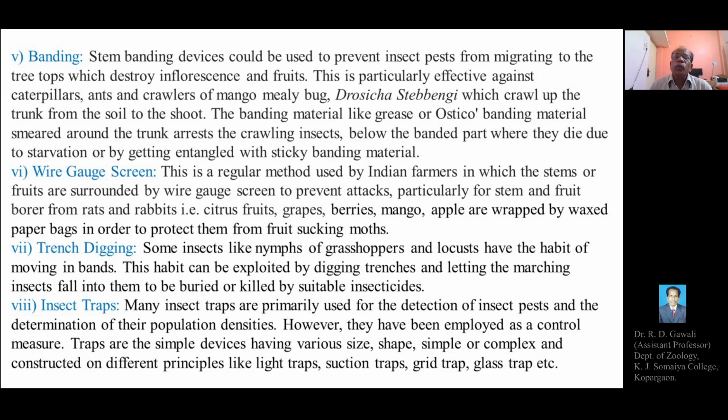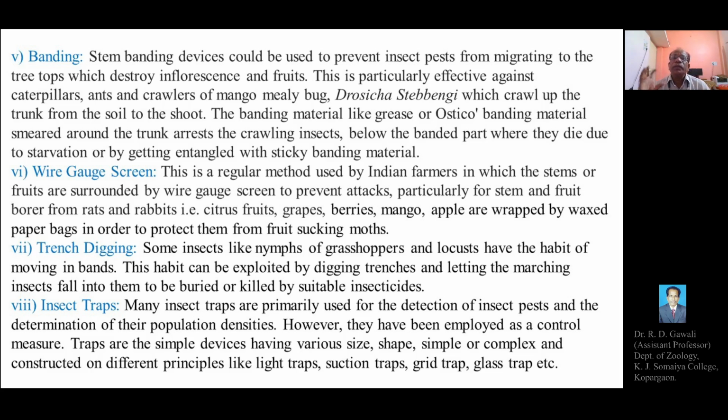So ultimately preventing the movement or the migration of the insect pest from the ground to the top side of the tree, and this will also lead to starvation. So due to their prevention to crawl up, they get exposed to starvation, and sometimes these insect pests can stick to the sticky bands on the surface of the bands around the tree trunks. So the banding materials like grease or tar or astico banding material smeared around the trunk will stop the crawling insects below the banded part where they die due to starvation or by getting entangled or attached with the sticky banding material.